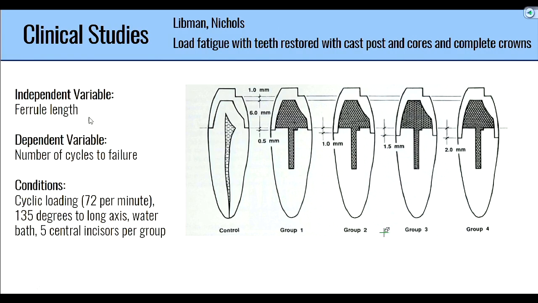So your independent variable is your ferrule length, and the dependent variable they measured was how many times we have to hit this tooth for it to fail. So cyclic loading, they did 72 loading cycles per minute, at 135 degrees to the long axis. This is to simulate the teeth coming at an angle. And then they put it in a water bath. Why do you think they did it in a water bath? Simulate the oral environment, right?